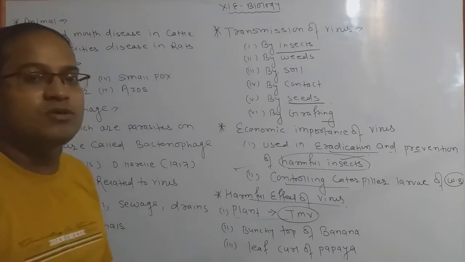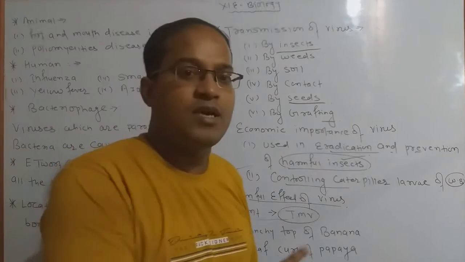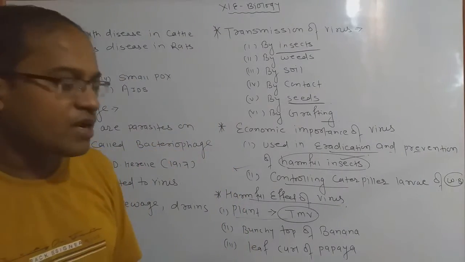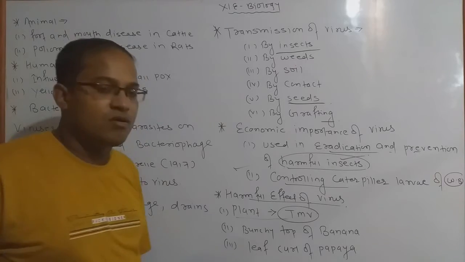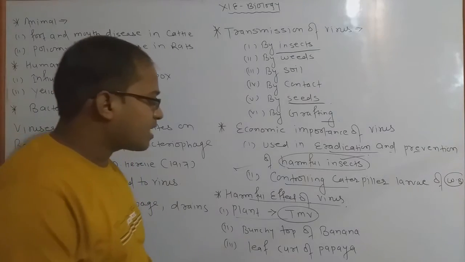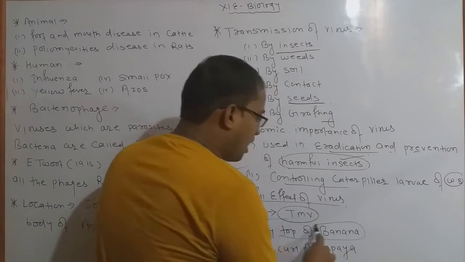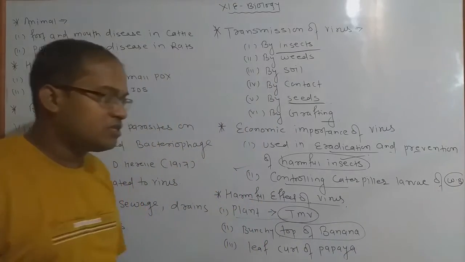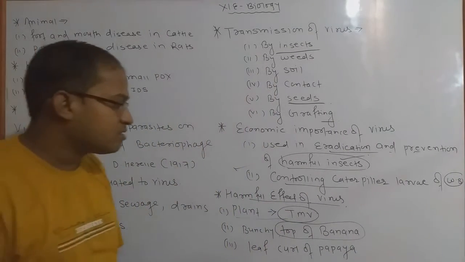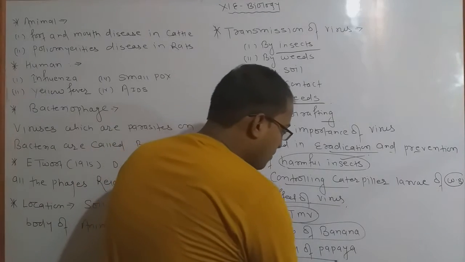Here in plants we are taking TMV. TMV means tobacco mosaic virus. First time it was observed in tobacco mosaic virus, and it also destroys the leaves of tobacco plants. And second, bunchy top of banana. I already told you the meaning of bunchy top of banana, so you have to revise the previous topic. Leaf curl of papaya.